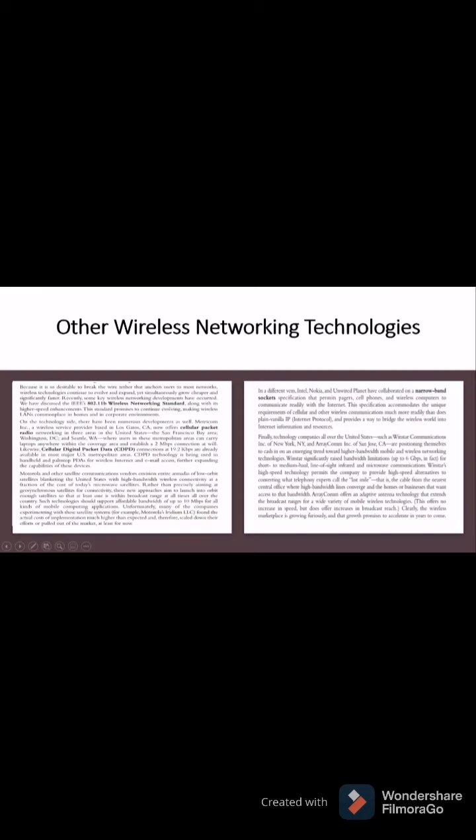Other wireless network technologies. As you can see here, there are a lot of examples for that. I'm just going to provide this for you as well for more information. If you want to read this by yourself, you can feel free to read it.